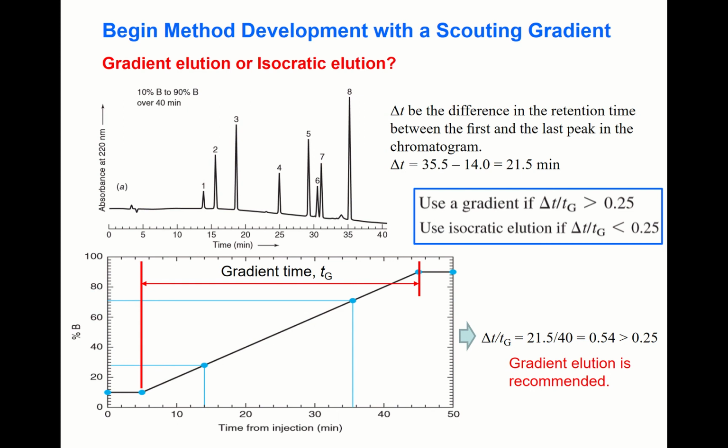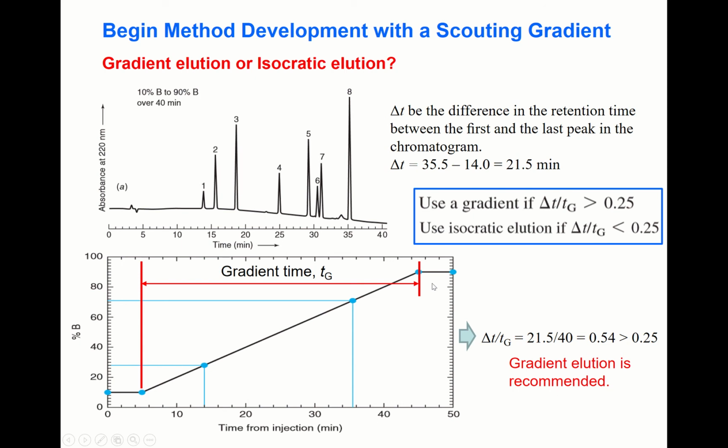Linear gradient means that the organic portion of the mixed solvent increases linearly with time, not segmented. Like this one, this is linear. Here the y-axis is the percentage of solvent B. Usually B means organic solvent. Until here this is the dwell time, and then after the dwell time you increase the portion of B up to 80-something percent.